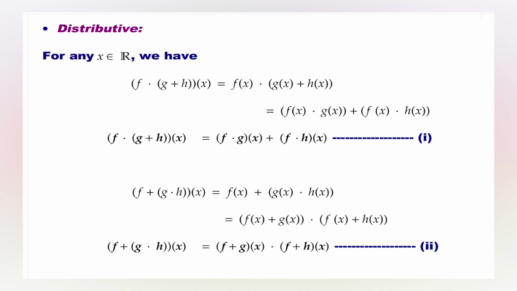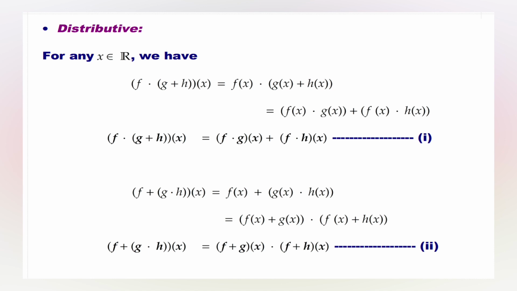Distributive: for any x in R, we have (f · (g + h))(x) is equal to f(x) · (g(x) + h(x)), which is equal to f(x) · g(x) + f(x) · h(x). So (f · (g + h))(x) is equal to (f · g)(x) + (f · h)(x). This is the first equation. Now see the next one.